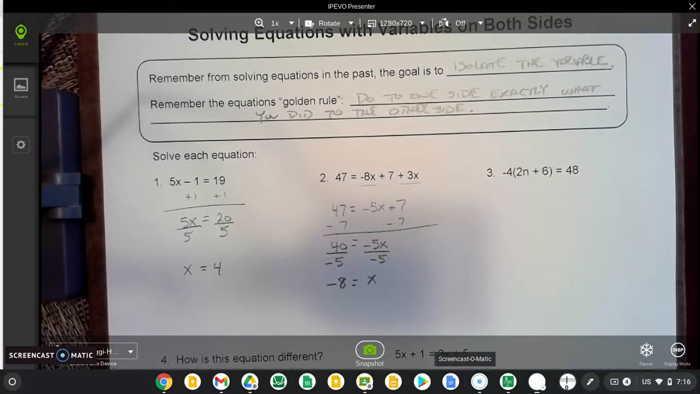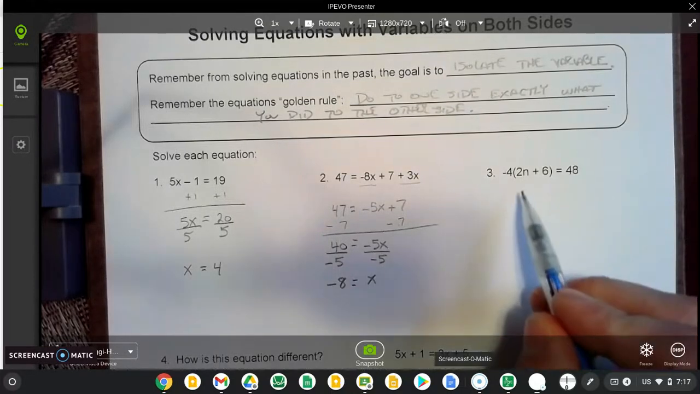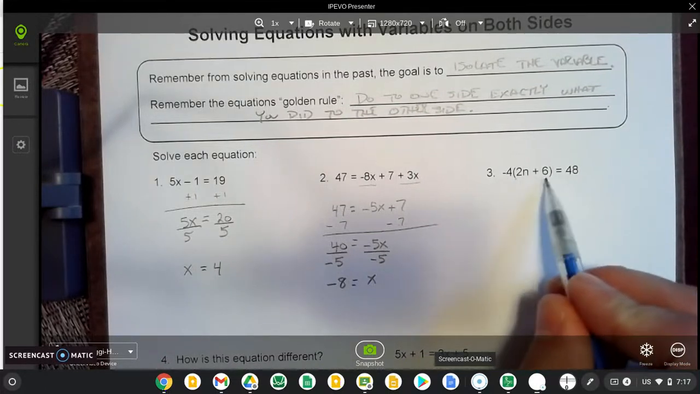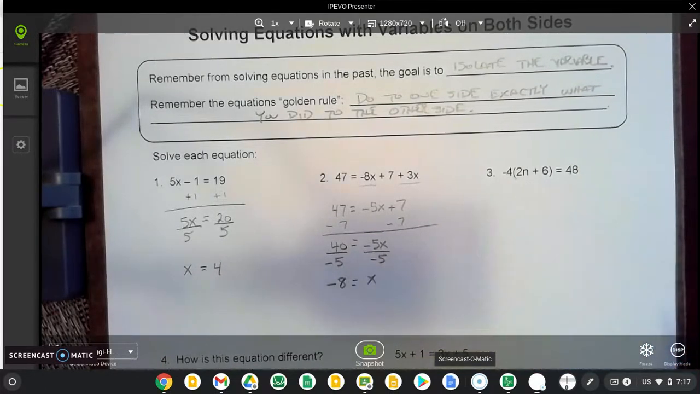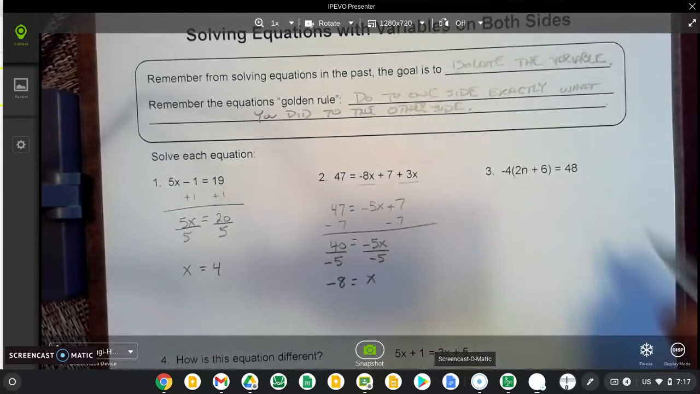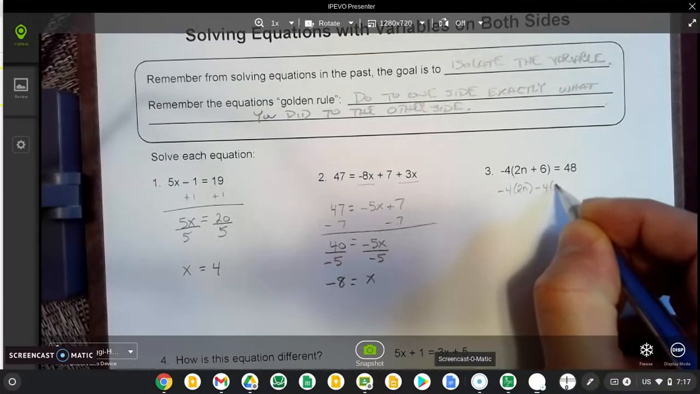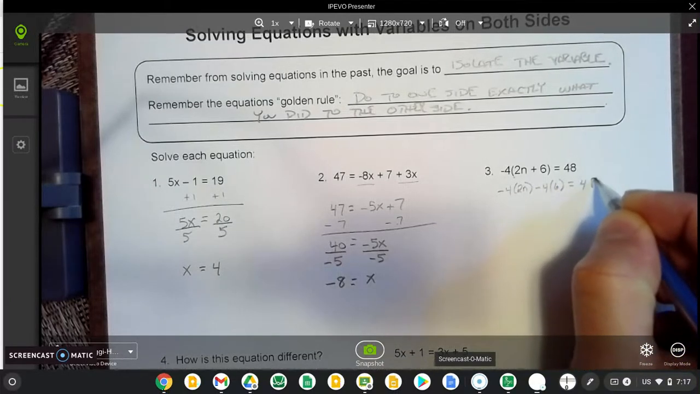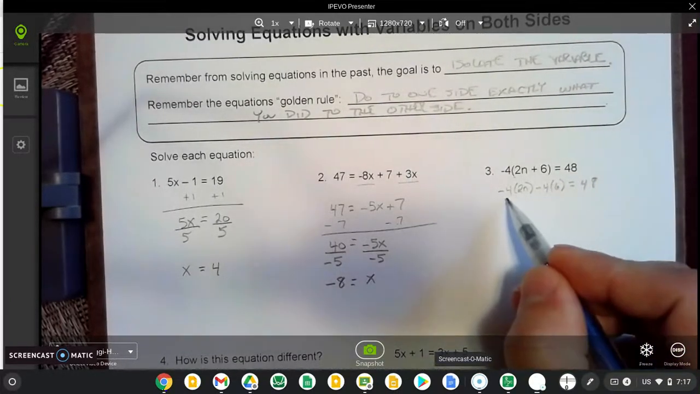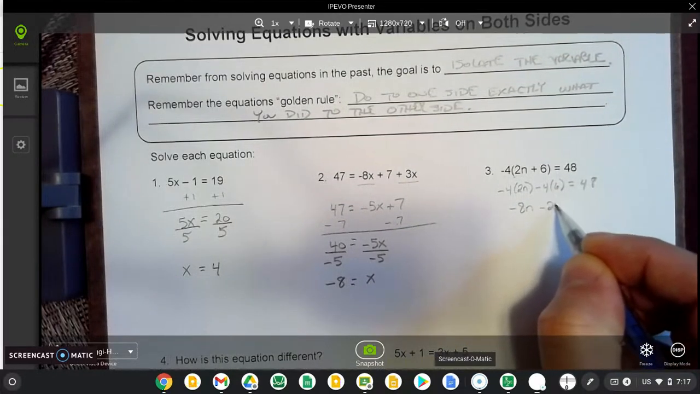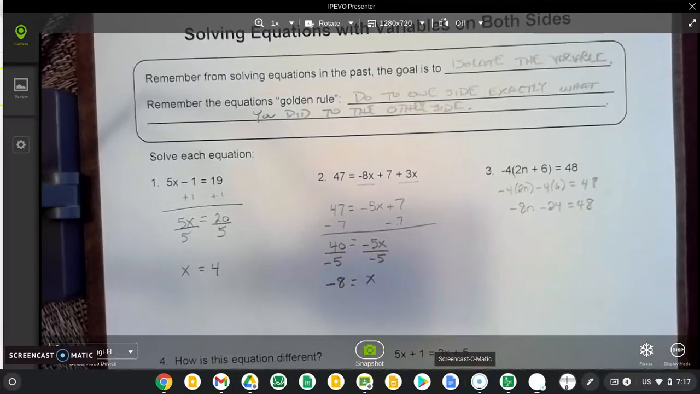In example number 3, negative 4 multiplied by the quantity 2n plus 6 is equal to 48. In this example, my variable term is inside of the parentheses. This negative 4 is multiplying everything inside the parentheses, so we're going to use the distributive property at the beginning. Negative 4 multiplies 2n, and negative 4 multiplies positive 6, and the answer is still 48. Negative 4 times 2n is negative 8n, and negative 4 times 6 is negative 24, which equals 48.